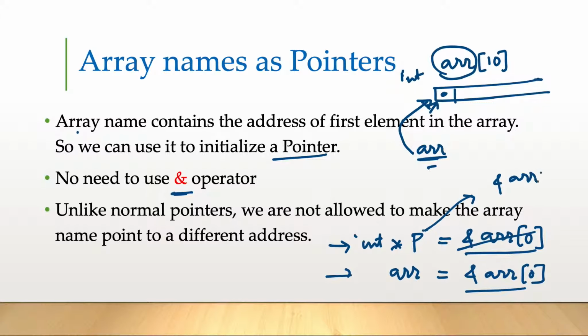Let's say I want to assign it to third element. Then we can do that. So this pointer can be modified to point to some different address. But if we do something like ARR equal to some other address or some other value, let's say some integer k, then this will throw an error because we cannot modify it. It will always point to the first element.